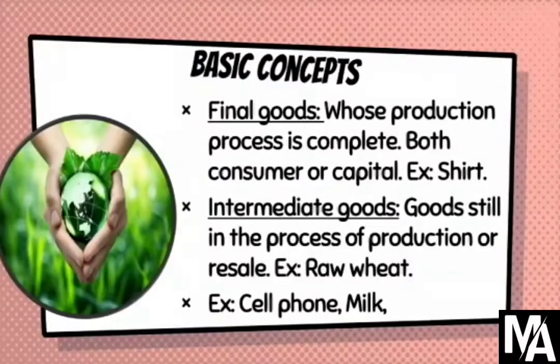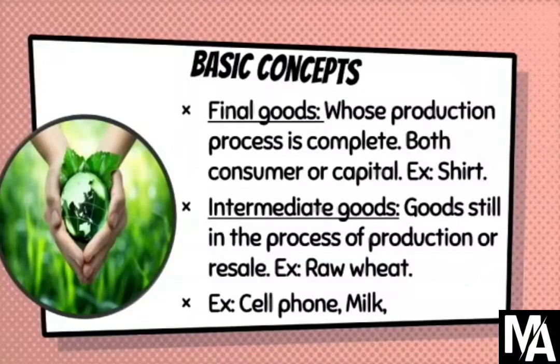We'll move to the next set of concepts, final goods. Those goods and services whose production process is complete are called final goods. Now these goods can be both consumer goods and capital goods. For example, I have a nice shirt. Its production process is complete and I am wearing it right now. In this situation, this shirt is called a final good because its production process is complete.